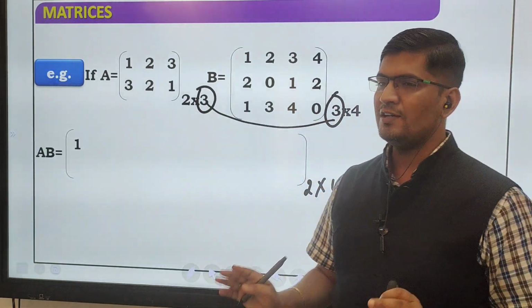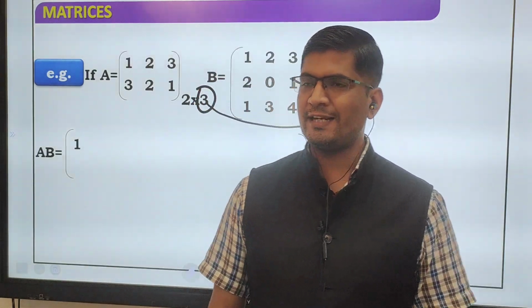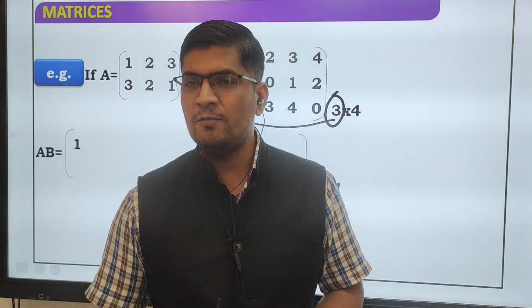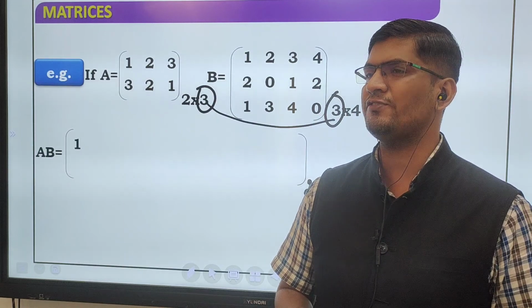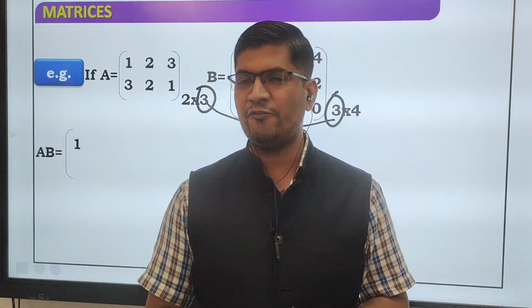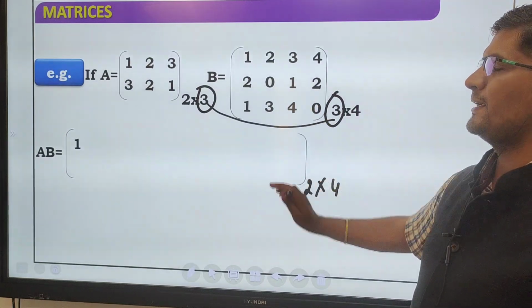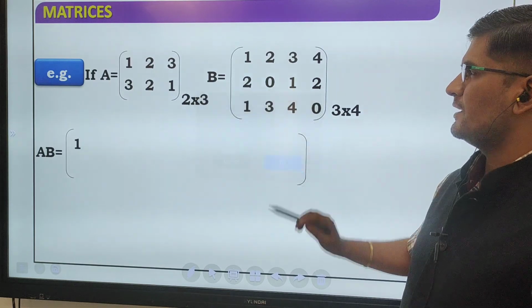So first of all you have to check the order of the first matrix, the order of the second matrix, and then verify whether the columns of the first matrix are equal to the rows of the second matrix. If they are equal, then multiplication is possible. Okay, then how to multiply?